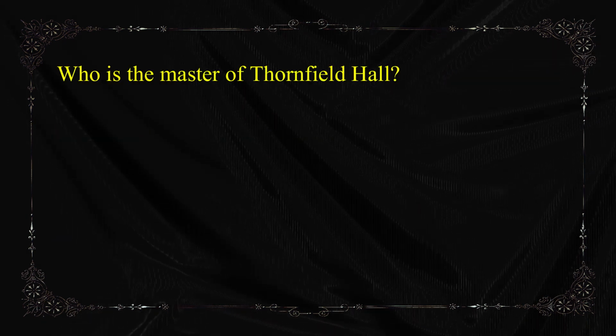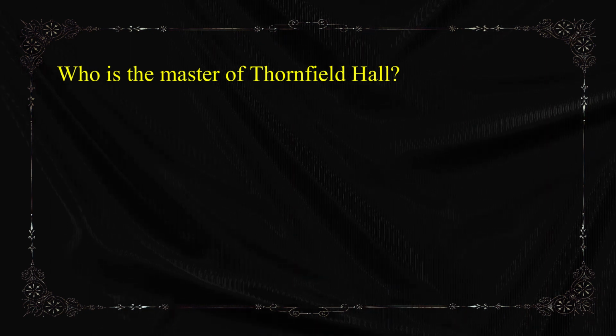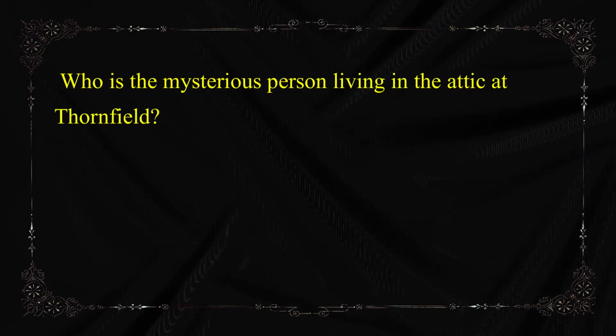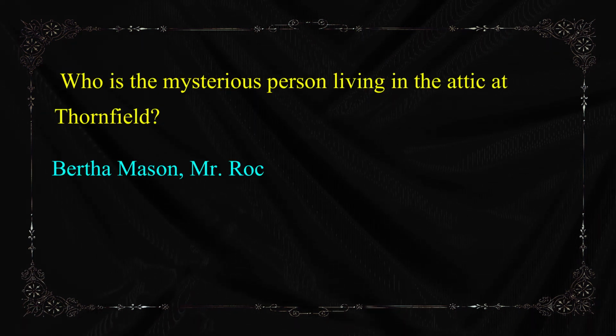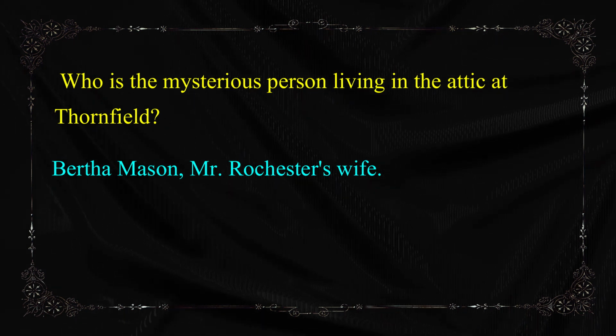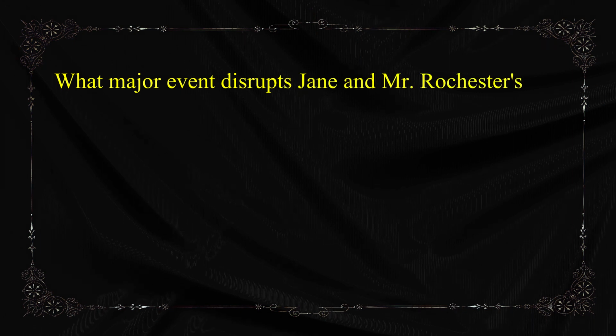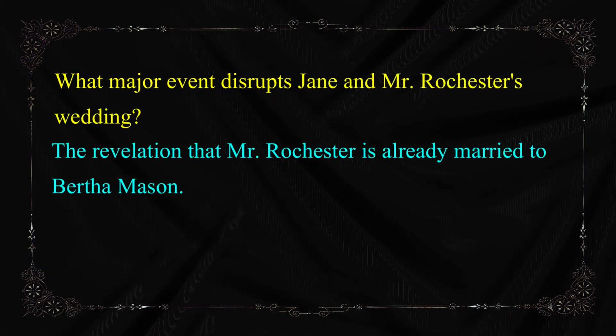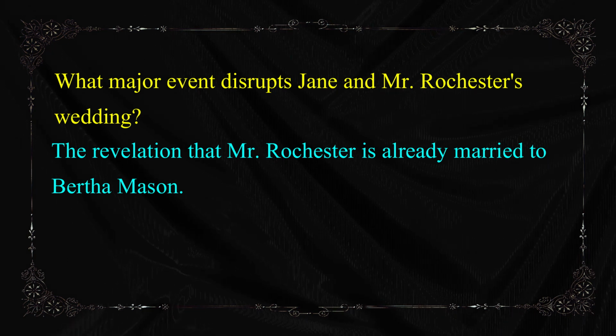Who is the master of Thornfield Hall? Mr. Edward Rochester. Who is the mysterious person living in the attic at Thornfield? Bertha Mason, Mr. Rochester's wife. What major event disrupts Jane and Mr. Rochester's wedding? The revelation that Mr. Rochester is already married to Bertha Mason.